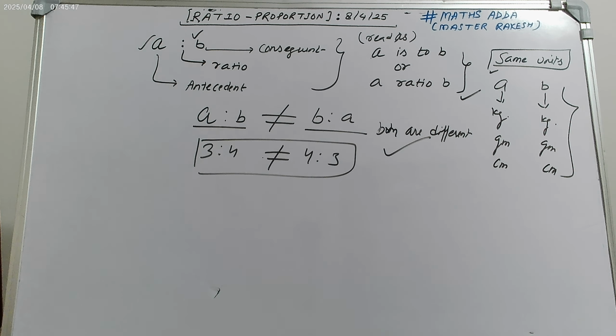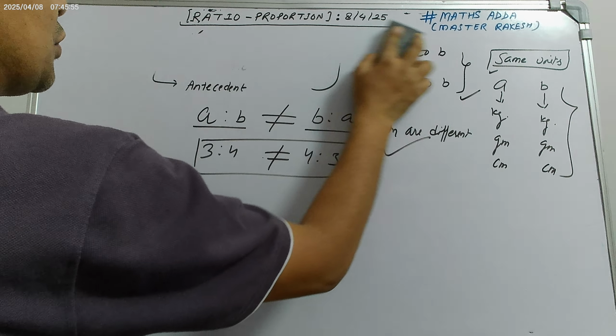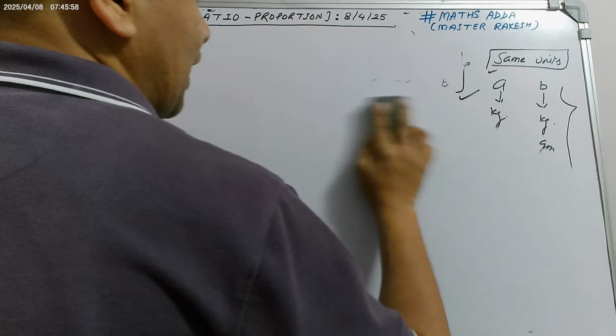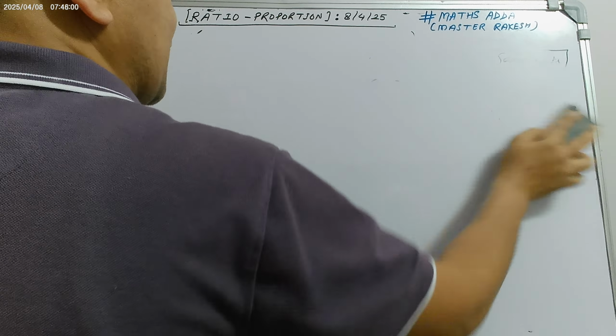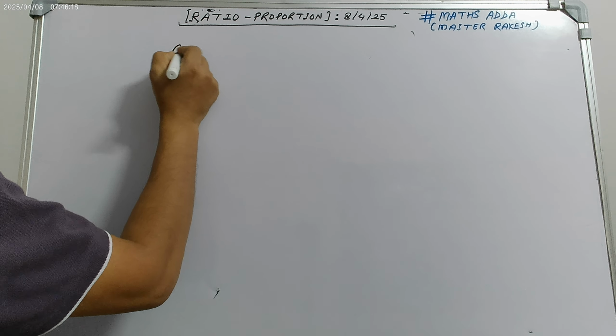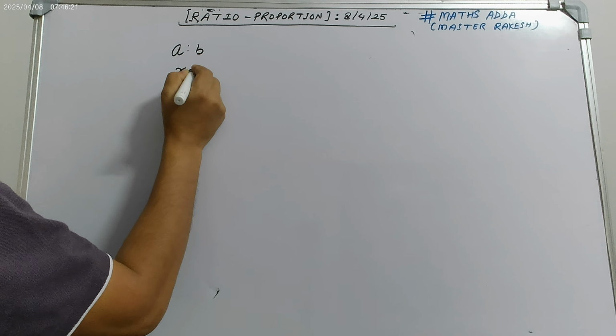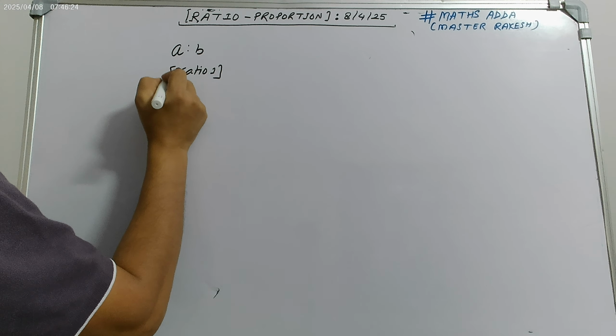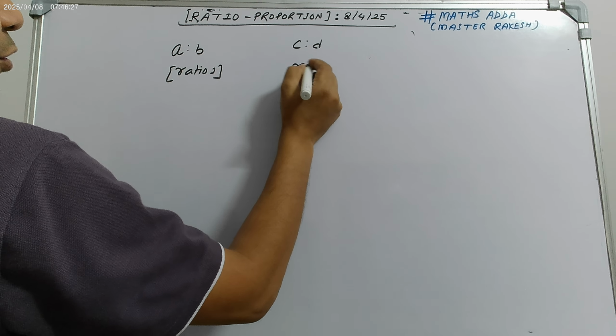Proportion is a statement that two ratios are equal. So antecedent, consequent, ratios, same units, these are the things you must remember. Whenever you are comparing two ratios, A ratio B and C ratio D, these are the four quantities. A ratio B is ratio 1, and C ratio D is ratio 2.